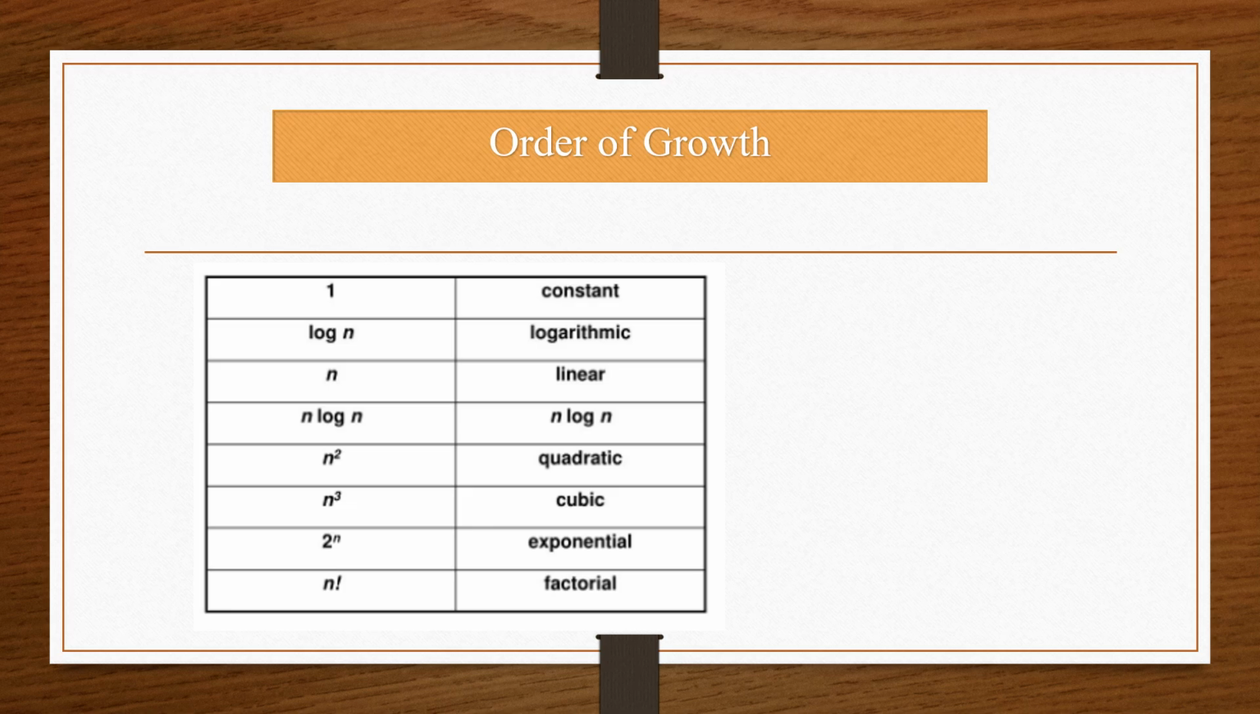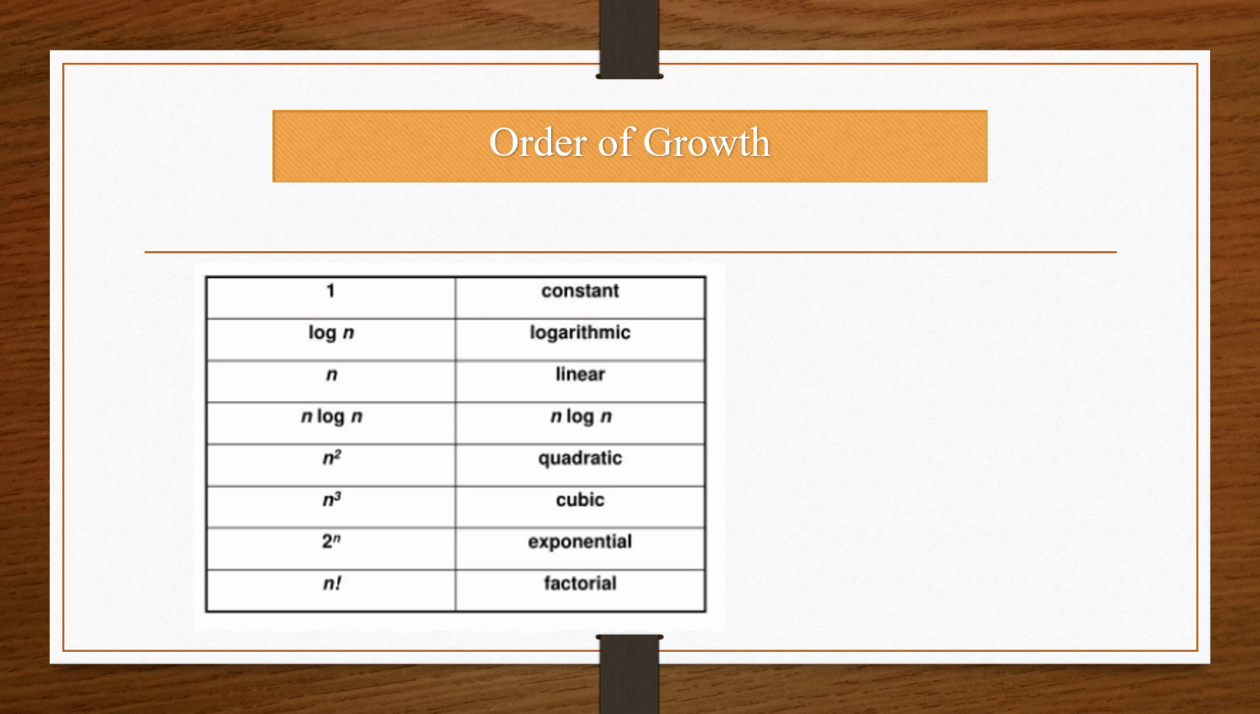Here comes the order of growth. We will be representing the efficiency of an algorithm in terms of asymptotic notation. Before we solve some problems in asymptotic notation, you should know in what way the performance of an algorithm is represented. First, it can be order of 1.